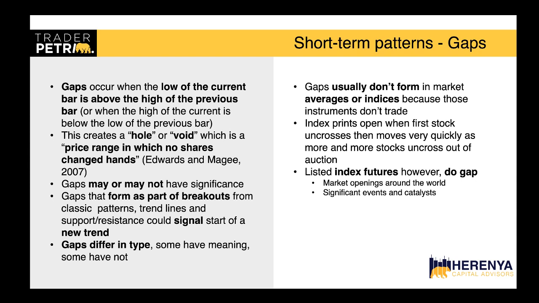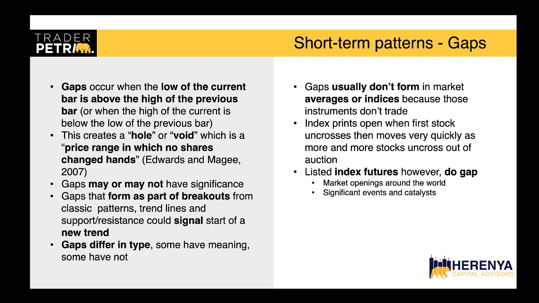Gaps usually don't form in market averages. So the Dow Jones Industrial Average generally wouldn't have many gaps, because it's not really a tradable instrument, it's a market average. It measures the average of many different instruments, and as the market opens and things come out of the opening auctions, the market average or index adjusts very quickly.